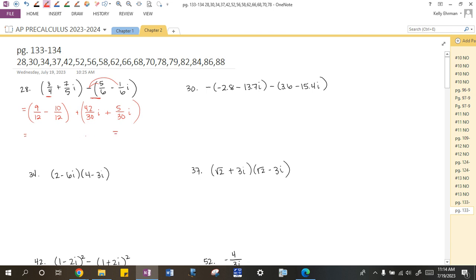We're supposed to answer in standard form, so that's why I've grouped the real part first, imaginary part second. So the real part becomes negative 1/12, and then the imaginary part is 47 over 30 times i.